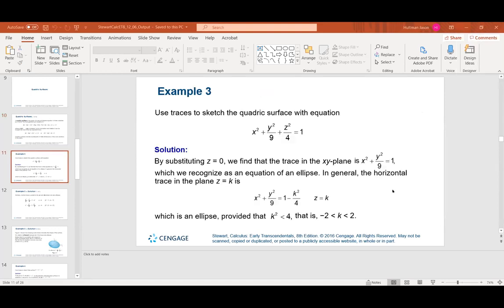So here's the PowerPoint. It says, use traces to sketch this surface. So let's use traces to sketch the surface. Let's use the XY traces. When we use the traces, we're going to let one of the variables go to 0, and we're going to use those traces here.